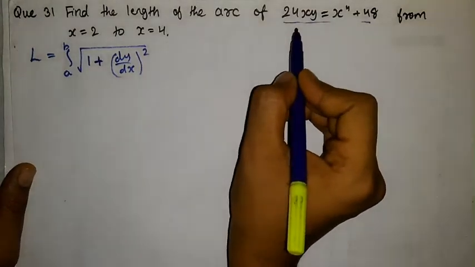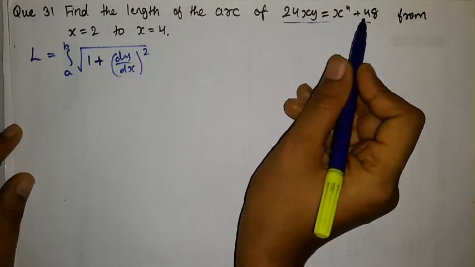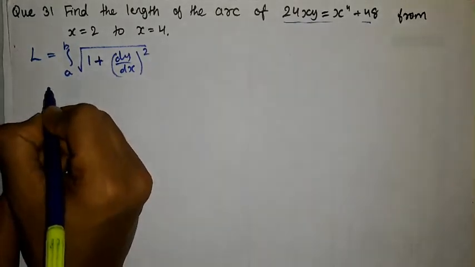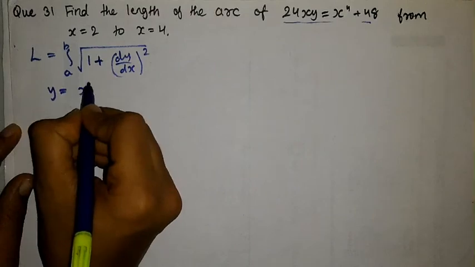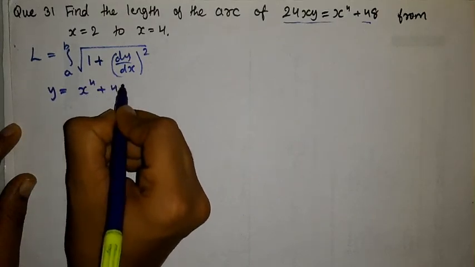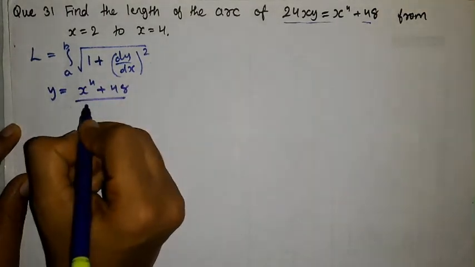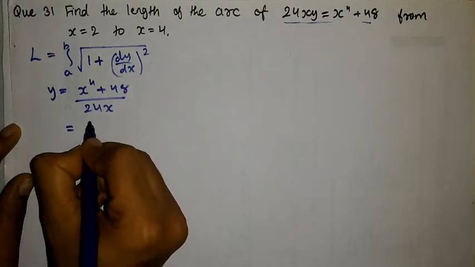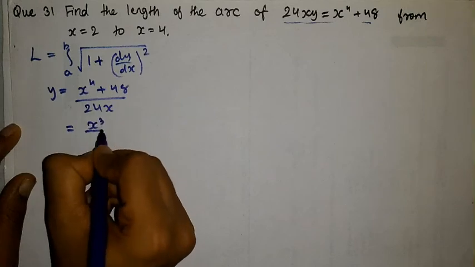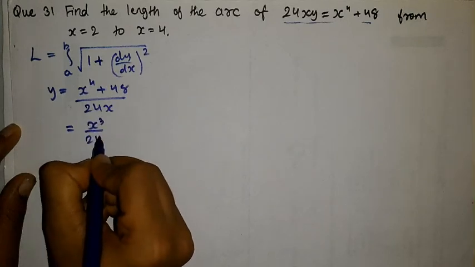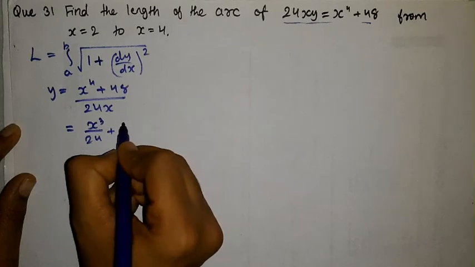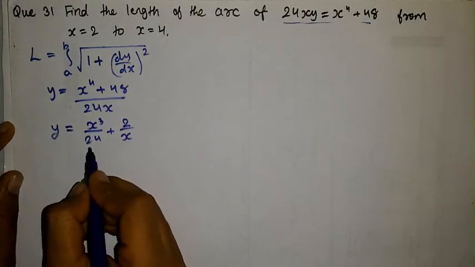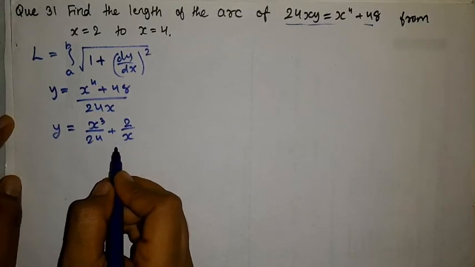So now we are given 24xy = x^4 + 48. Let's convert this in the form of y. So y = (x^4 + 48) upon 24x, that is equal to x cube upon 24 plus 48 upon 24, which is 2, so we can write 2 upon x. So our y is x cube upon 24 plus 2 upon x.